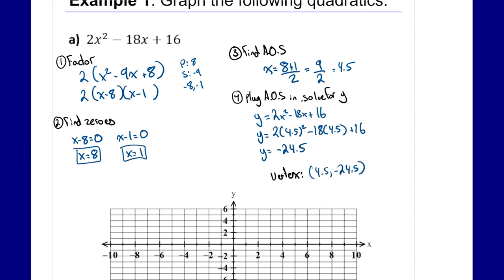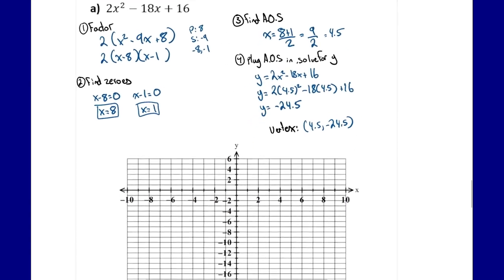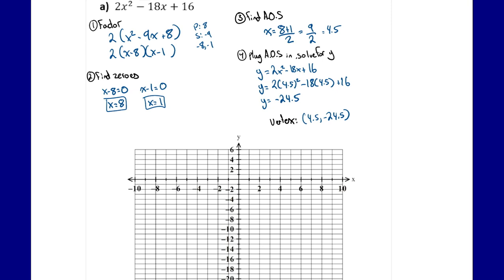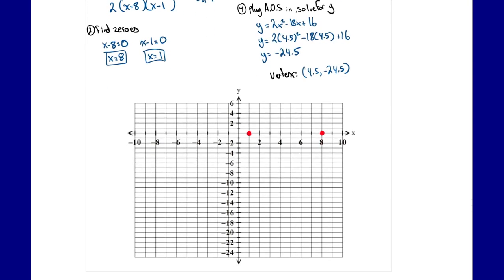I have my zeros, or my x-intercepts. Now I have enough information to plot my graph. So I can plot a point at 1. I can plot a point at 8. My axis of symmetry, I don't need to plot it, because I'm just using that to help me find my vertex. My vertex is at 4.5 and negative 24.5. So all the way down here.